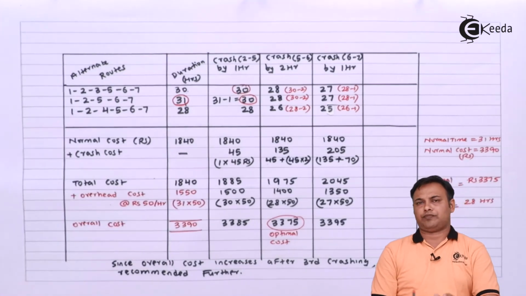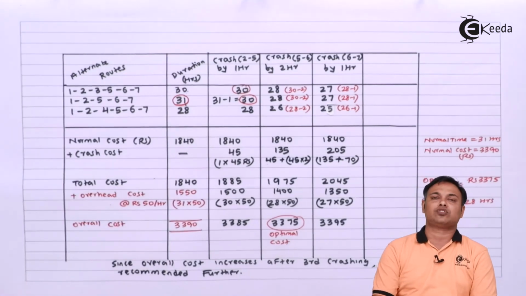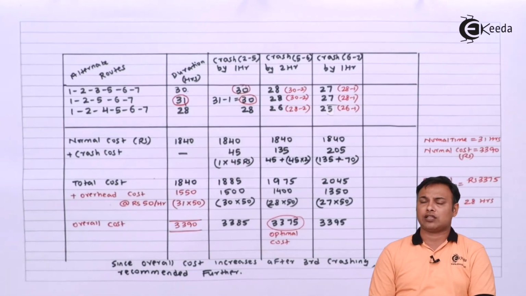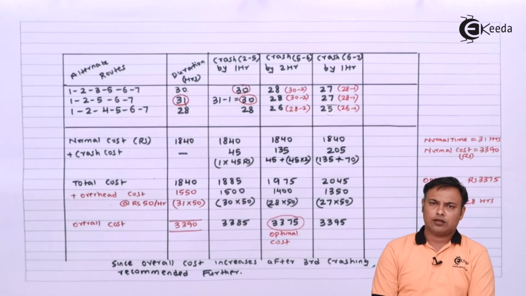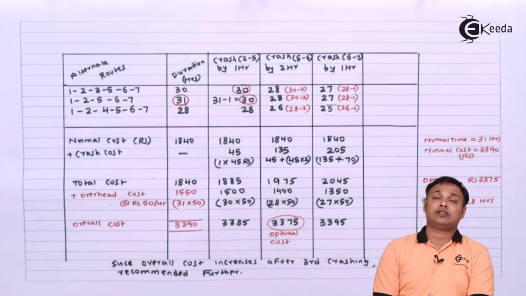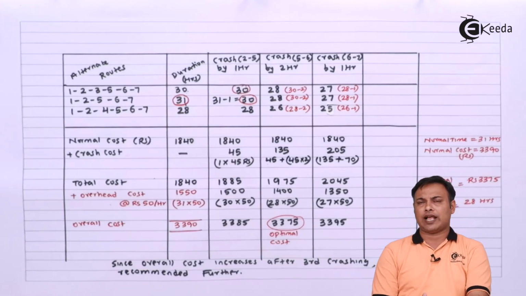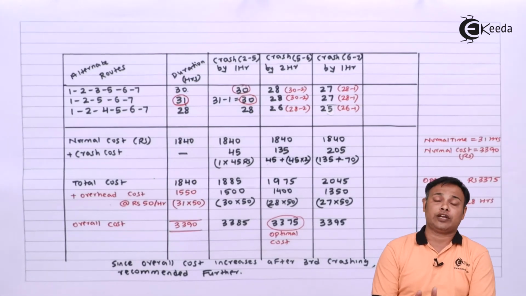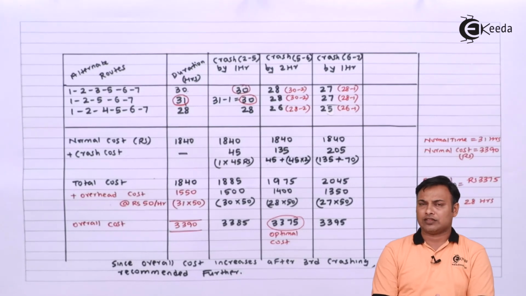So this was the first example based on crashing where we saw what rules are required to be followed for crashing and what are the steps involved. The worst thing about crashing is that there are no specific steps that we need to follow. We need to make the crash cost slope calculation. We need to make the network diagram, find the alternate routes. One with the highest duration will be called as the critical path, and then systematically crash or reduce or decrease the duration of the critical activities.